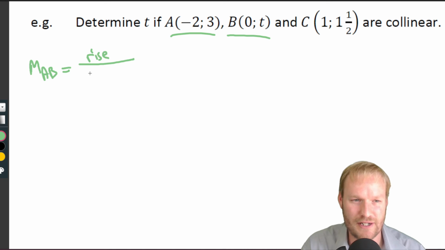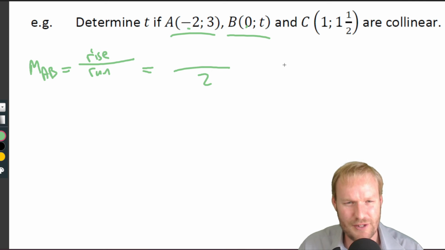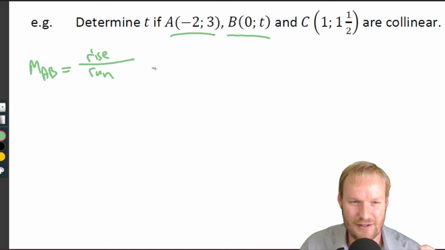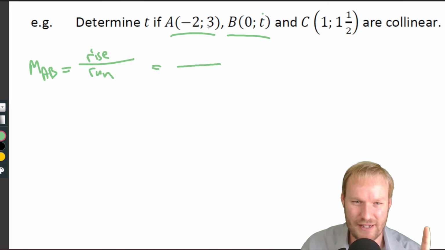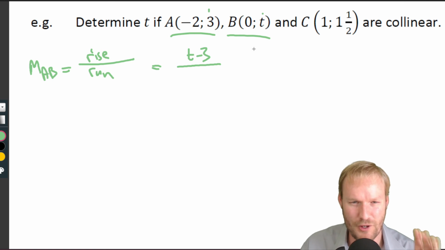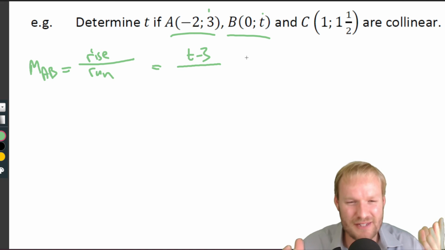Well, I always like to just write rise over run, remember? So rise over run, well, from A to B, I'm running by 2. But let me just keep my wits about me here. Earlier I said that I like to generally have the T somewhere, so it's T minus. So I definitely want T minus 3 on the numerator, rather than 3 minus T. Just feels easier to work with.